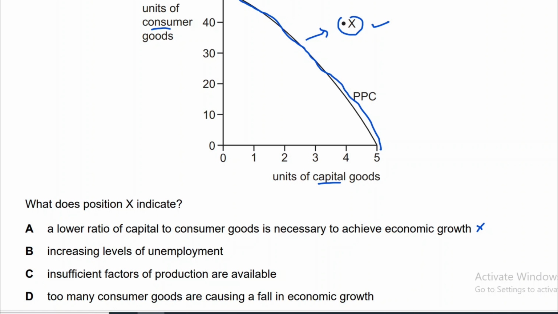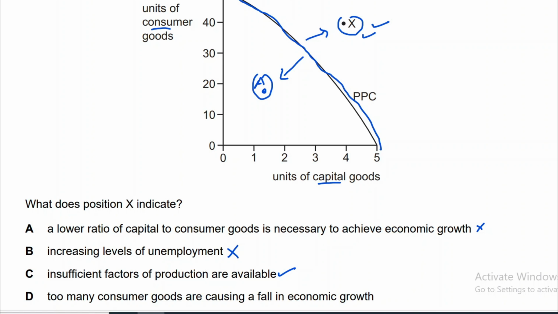If unemployment increases, then there must be a point inside the PPC, for example point A, right? So a point inside the PPC shows unemployment, while this point is outside the boundary of resources, so it does not show increasing unemployment. Option C is insufficient factors of production are available, right? So when there is a point outside the PPC, it shows that we cannot produce at that point because we don't have sufficient resources, right? So option C is the correct answer.